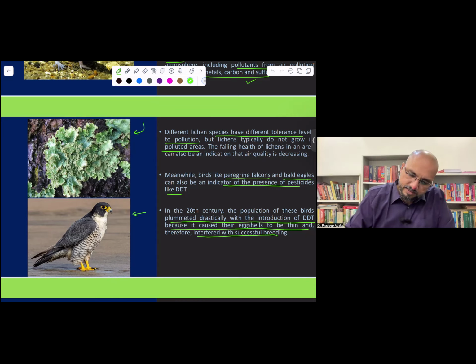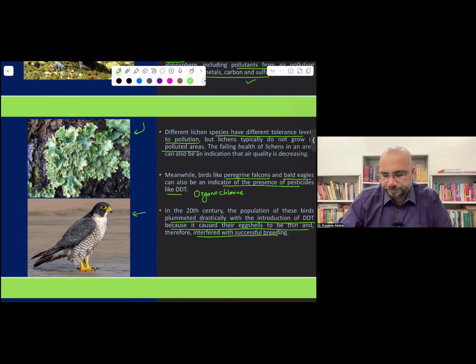Okay, DDT. So DDT is organochlorine. Now, organochlorine means it is an organic compound with chlorine atoms. Okay. Now, these are group of persistent organic pollutants. POPs बोलते हैं इसको, persistent organic pollutant. That means once they enter into the environment, they will remain in the environment without degradation for long period of time.